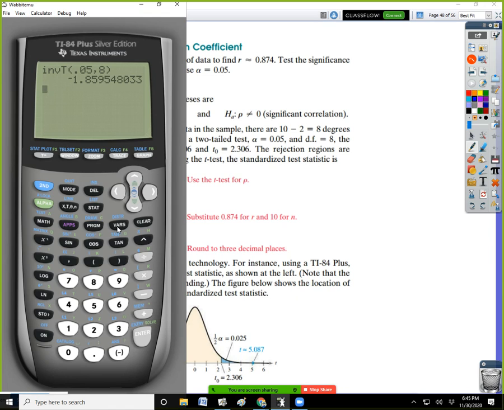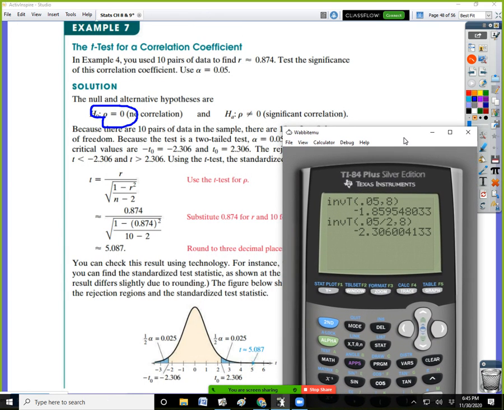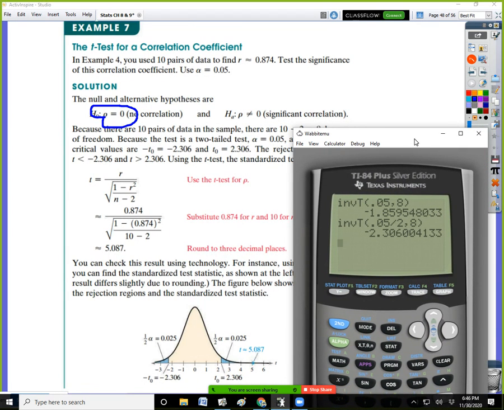How did they get... Oh, it's a 2-tail. Dang it. Sorry. 0.05 divided by 2. Now I'm going to get the number that they got, which was 2.306. Okay, so I don't use the t-table yet. I just use the regular old inverse t.